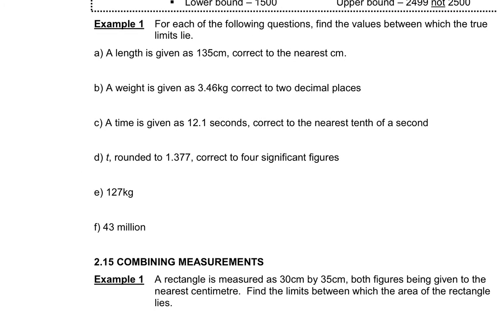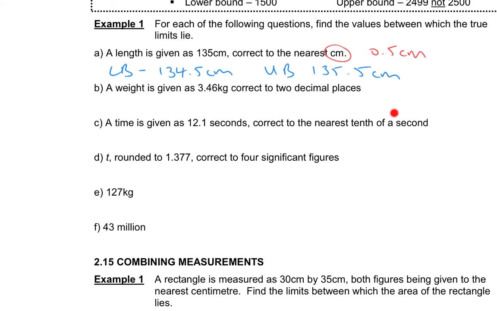So example 1, for each of the following questions, find the values between which the true limits lie. So part A, a length is given as 135 centimetres, correct to the nearest centimetre. So whatever it says nearest centimetre, we then go half a centimetre above and half a centimetre below. So the lower bound would be 134.5 centimetres, and the upper bound would be 135.5 centimetres.